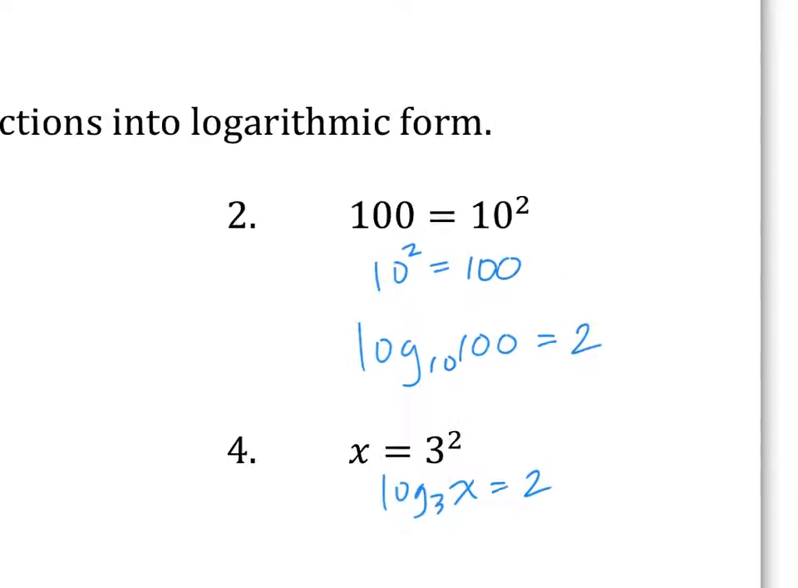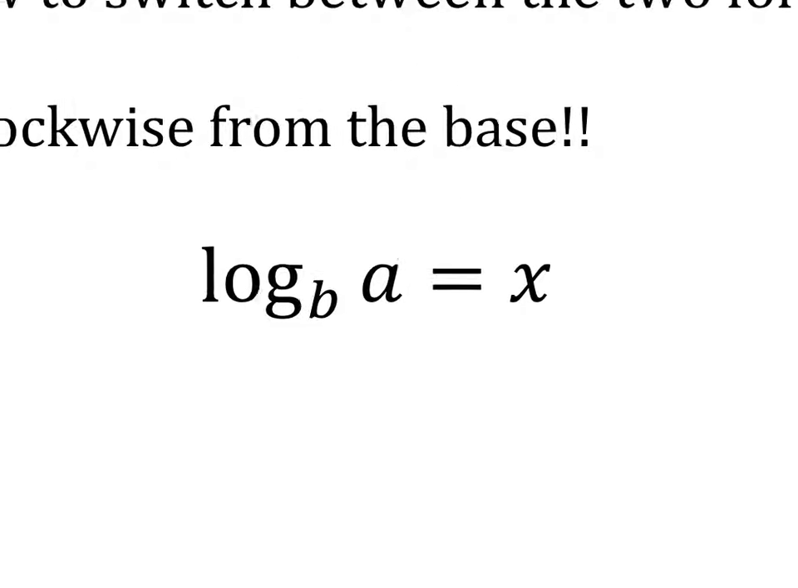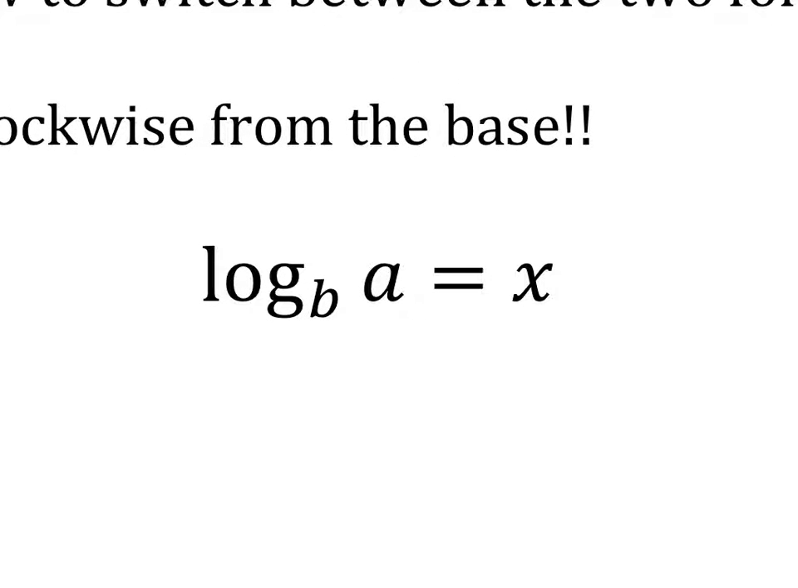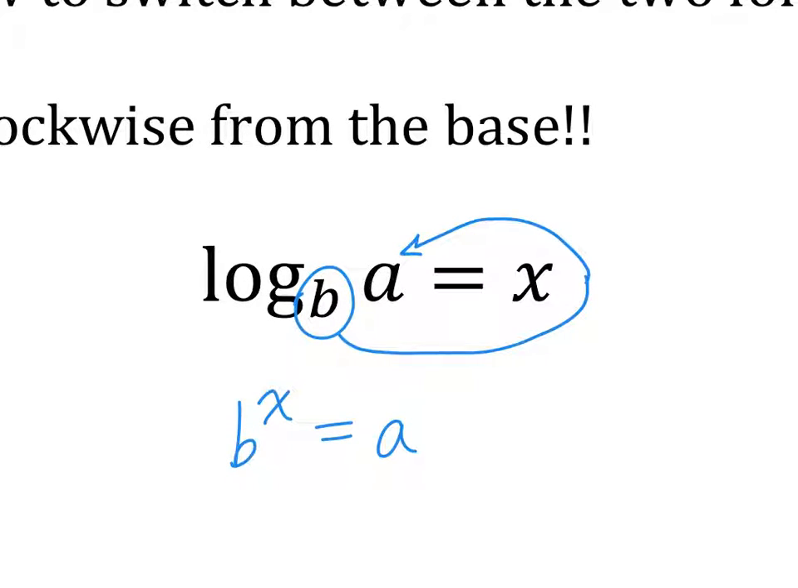Now we're going to go backwards. We are going to change from logs back into exponent form. We're going to do the same loop trick. We're always going to start from the base. Start from the base, go around to x, back to a. So that's going to be b to the x equals a. Start from the base, go around to the equal sign, back to whatever is inside.